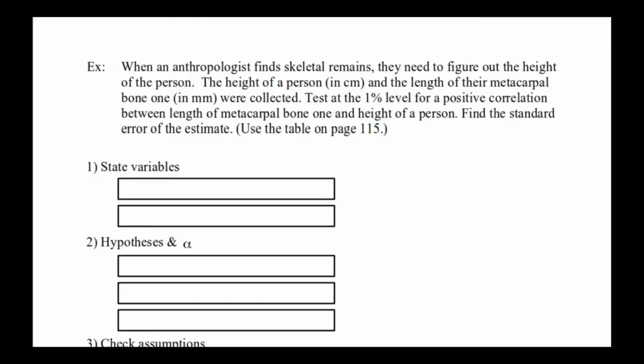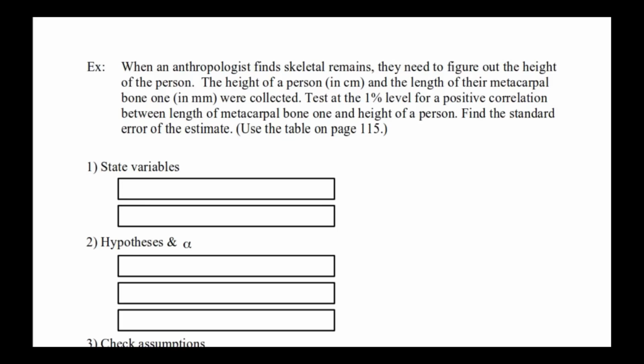So let's look at another example, returning to the anthropologist and the length of the metacarpal bones. So when an anthropologist finds skeletal remains, they need to figure out the height of the person. The height of a person in centimeters and the length of their metacarpal bone in millimeters were collected. Test at the 1% level for a positive correlation between the length of the metacarpal bone and the height of a person.